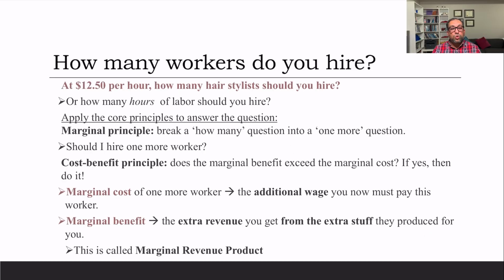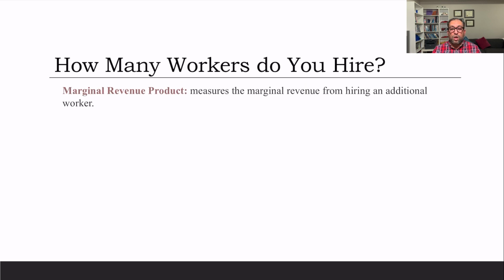So how many workers do you hire? At 12.50 per hour, how many hairstylists should you hire? Or how many hours of labor should you hire? Apply the core principle to answer the question. The principle is that we want to equate the marginal benefit and the marginal cost, or the marginal revenue and the marginal cost. So the marginal principle breaks the how-many question into a one-more question.